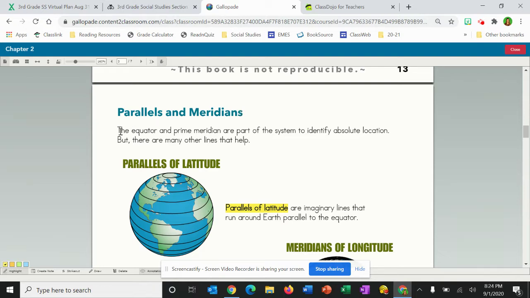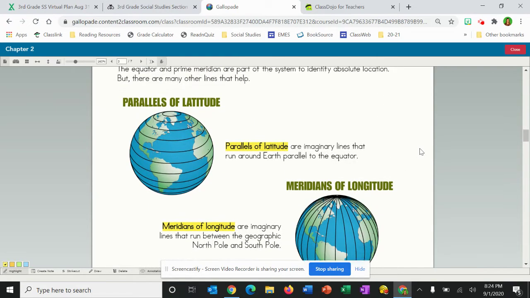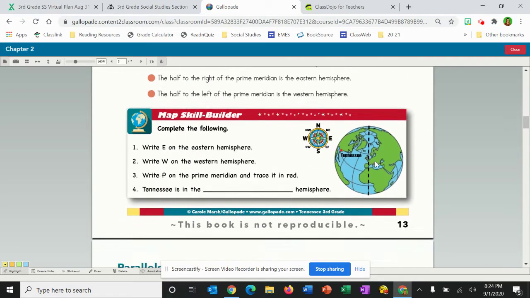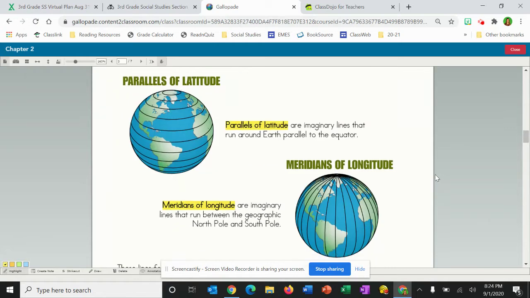Okay. The equator and prime meridian are part of the system to identify absolute location. So if you watch that hilarious video, that pilot was having a very tough time trying to figure out where he was and where he needed to land. So these are imaginary lines that help you identify where you are. But there are many other lines that help. So we can't just have the prime meridian and the equator, can we? We need other lines, as you saw before.